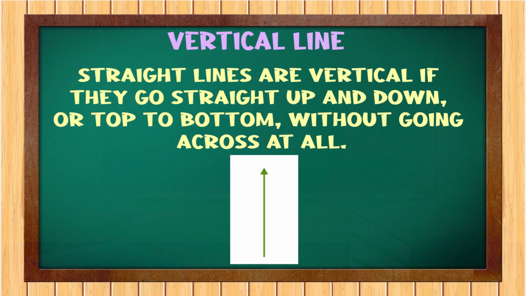What is a vertical line? Well, a vertical line is a line that goes straight up. It runs up and down, or from top to bottom, without going across at all. So any line that runs from up to down or down to up and does not go across, that line is called a vertical line.